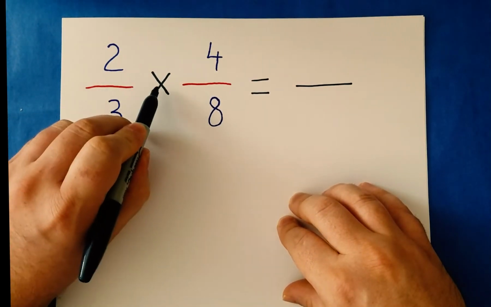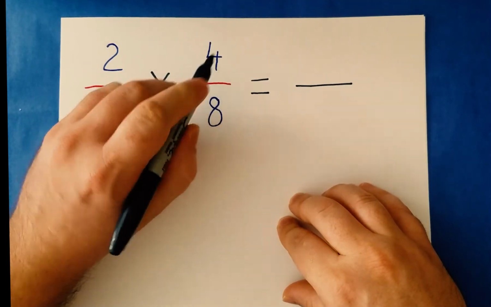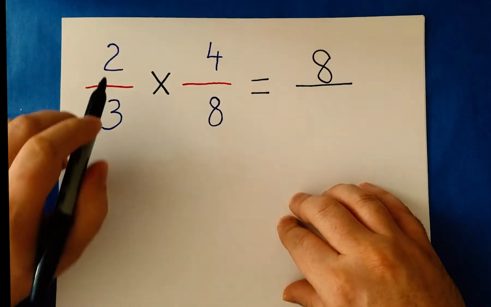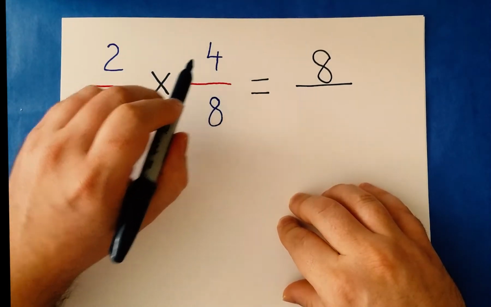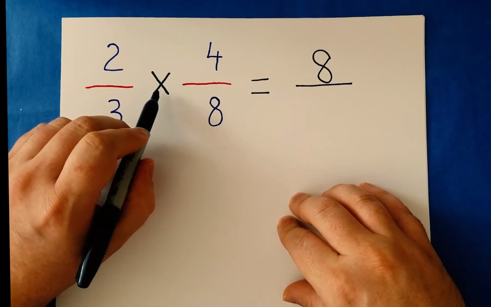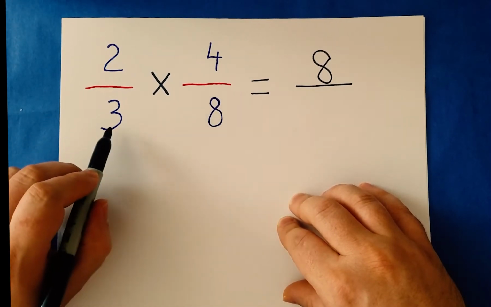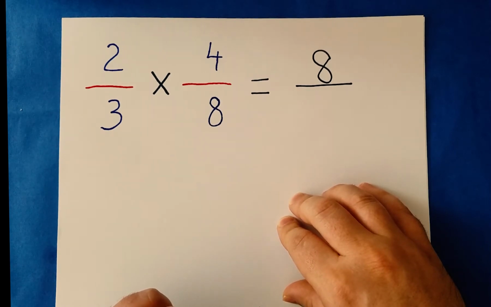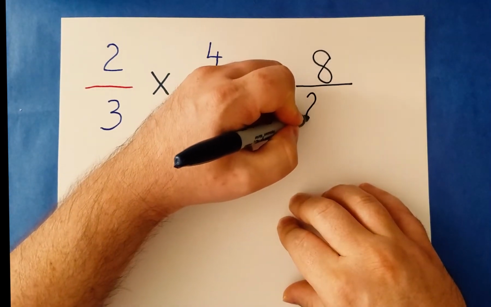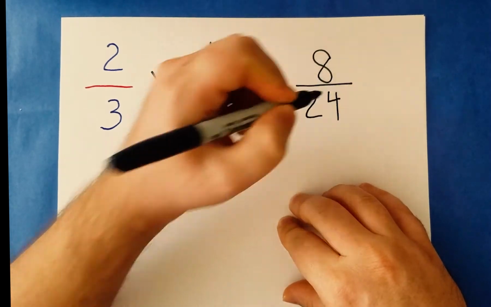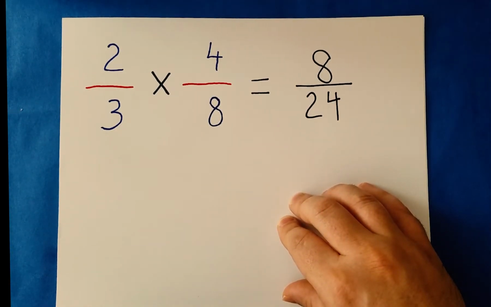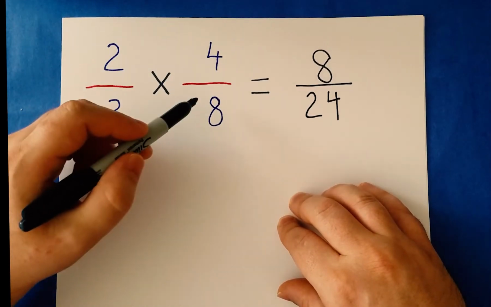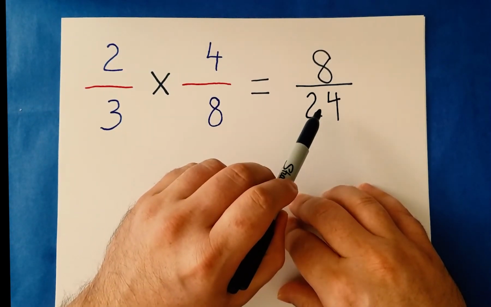2 times 4 gives us, you got it, 8. We've multiplied numerator by numerator. Multiplied denominator by denominator. 3 times 8 gives us, if you guessed or knew, 24. You are 100% correct. So when we multiplied 2/3 by 4/8, we got 8/24.